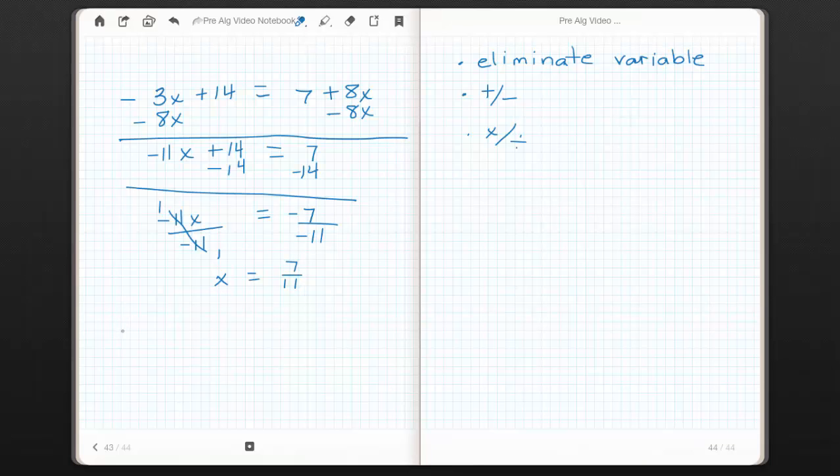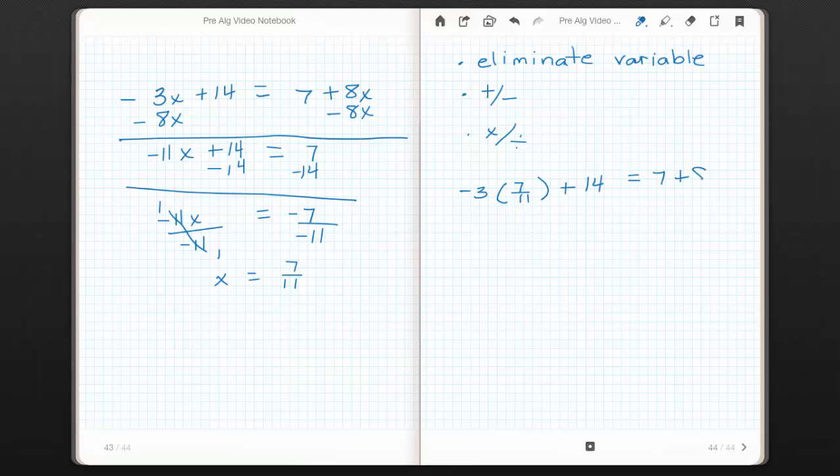When you plug that back in, it looks a little messy. I'm going to start over here. But really, if you just take it step by step, this isn't going to be any big deal. It's all math you know how to do. There's just a lot of steps. So over here, if I go ahead and multiply, I've got negative 21/11 plus 14 equals 7 plus 56/11.